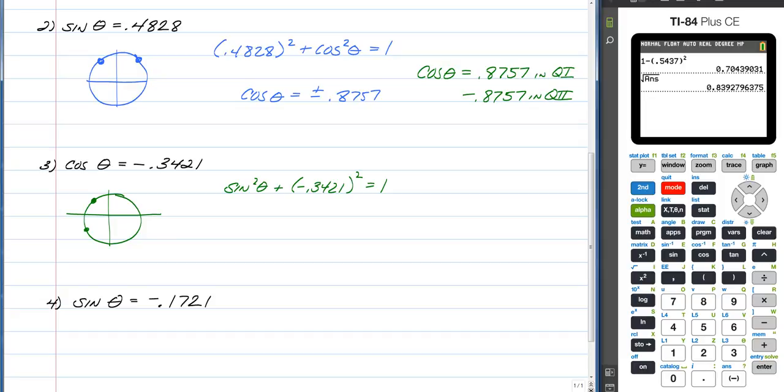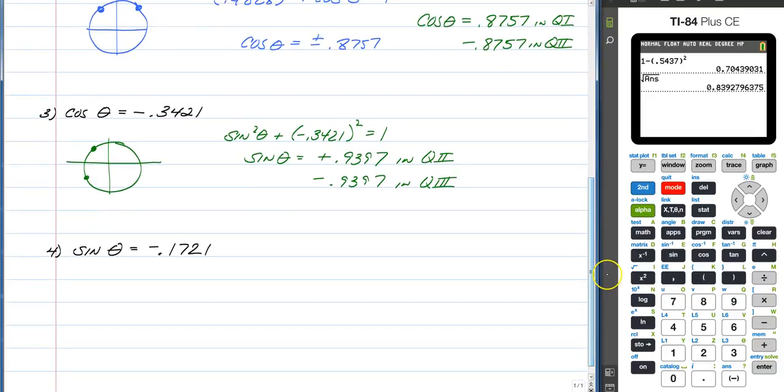Take the square root of that decimal value, and you would end up with sine of theta is equal to plus or minus, I'm just going to separate it right now, plus or minus a 0.9397. Now let's state what quadrant we're supposed to be in. So we have a sine value is positive when y is positive. So this would be positive in quadrant 2, and sine is negative in quadrant 3. Okay? And that's that.